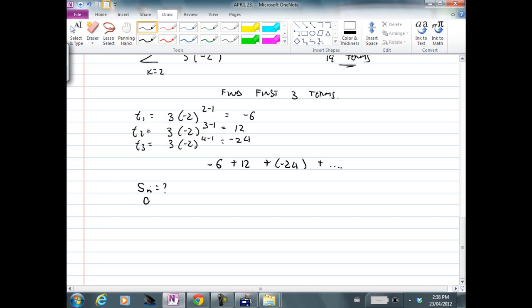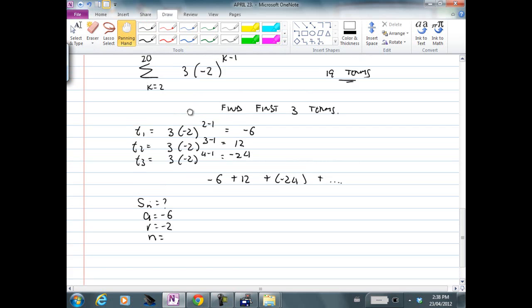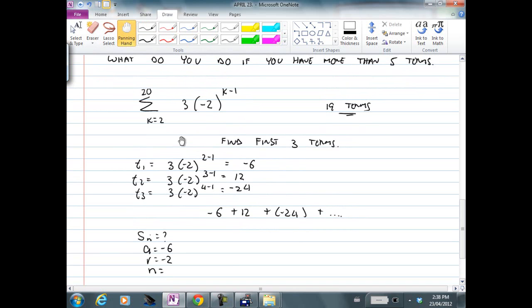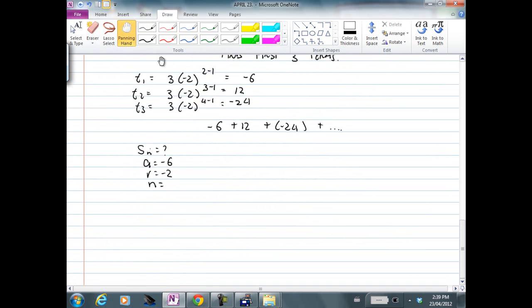My a value is negative 6. My r is negative 2. What is n? 19. Because n is 20 minus 2 plus 1. And this is why you need to know your n value. N is 19. Once you have this information, why don't we go plug it in this Sn formula?